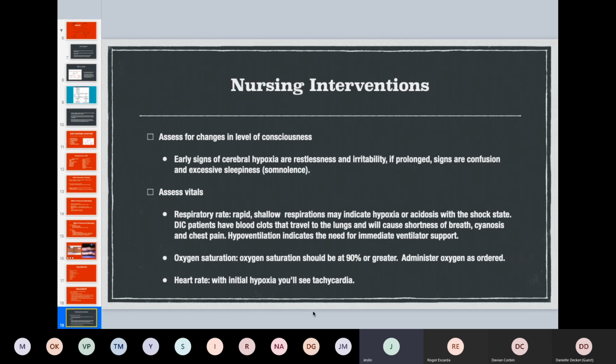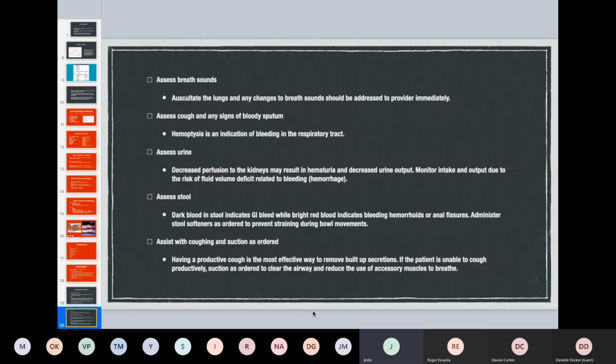You would also assess heart rate. Normally with initial hypoxia, you will see tachycardia. You would assess breath sounds, so you would auscultate the lungs, and any changes to breath sounds you should address to the provider immediately. You would assess cough and any signs of bloody sputum. Usually hemoptysis is an indication of bleeding in the respiratory tract.